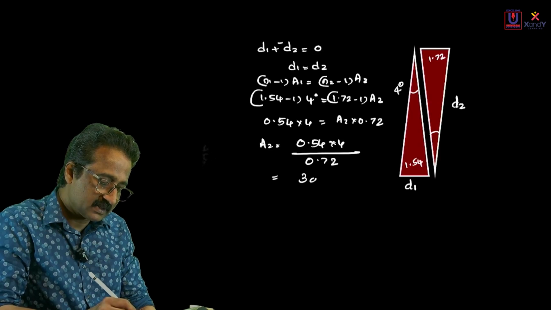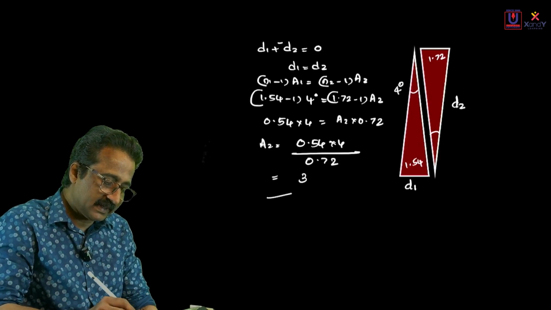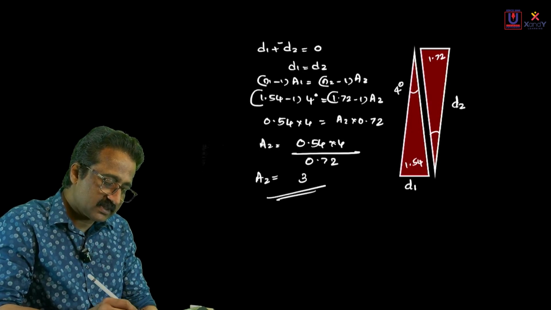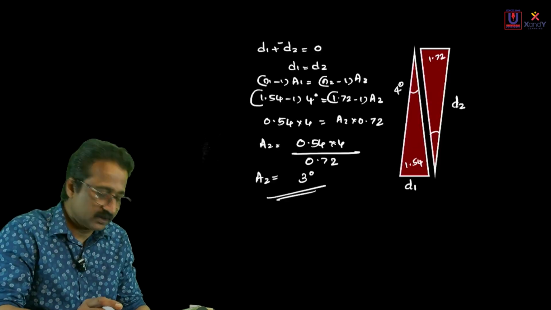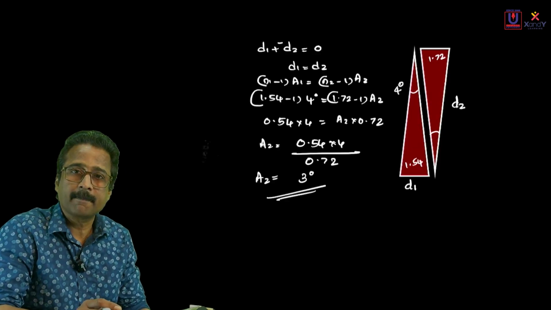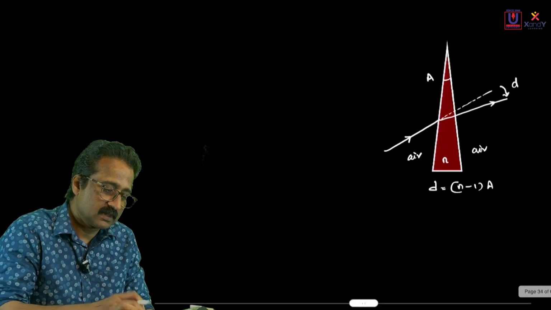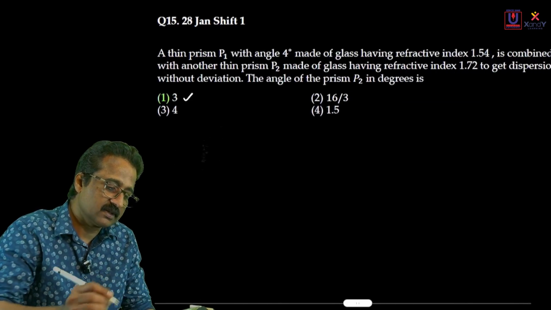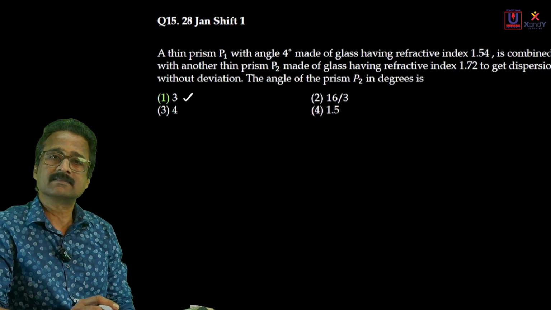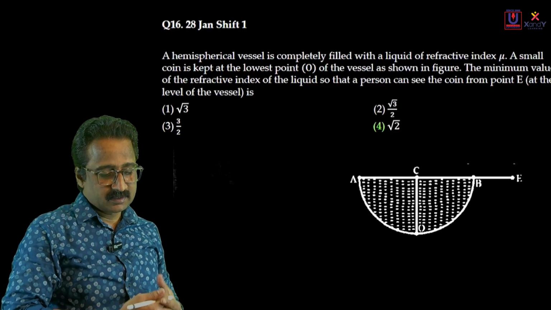Yes, you will get, sorry, it is angle. So it is 3. You will get a2 as 3. Now since a1 was used in degrees, a2 also will come in degrees. So a2 is equal to 3 degree. That's your answer. So the angle of the second prism is 3 degree. Yes, this is in degrees. It is 3. Let's move on to the next question.